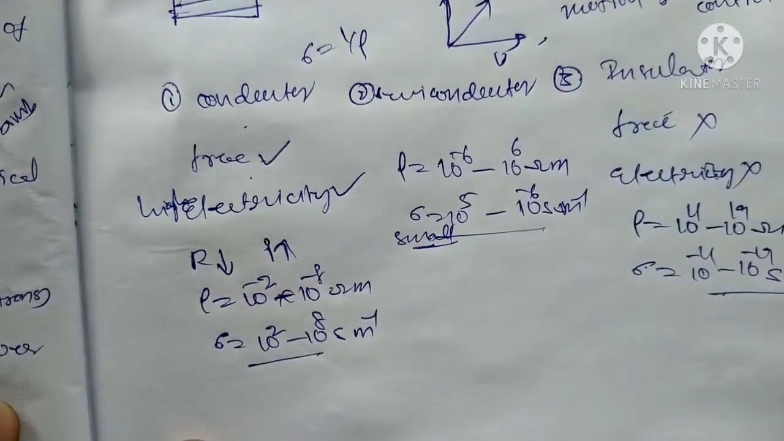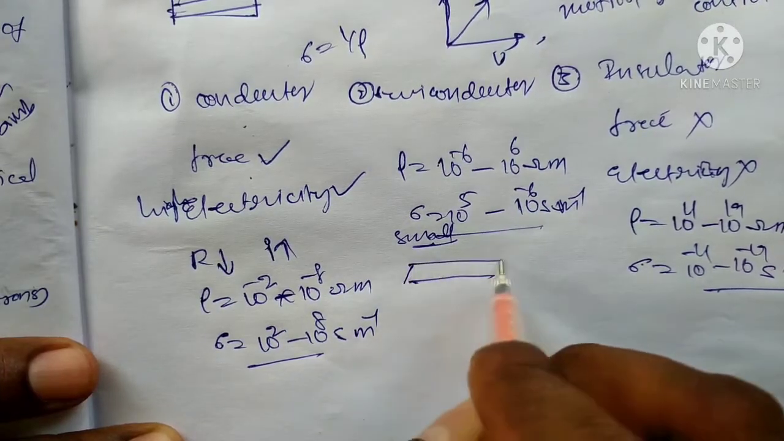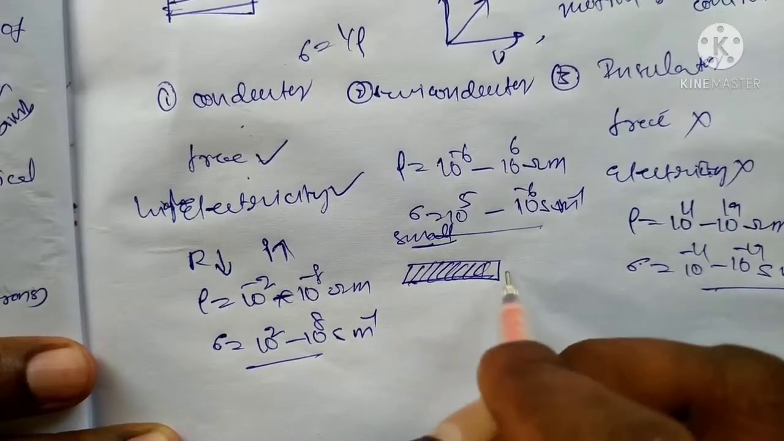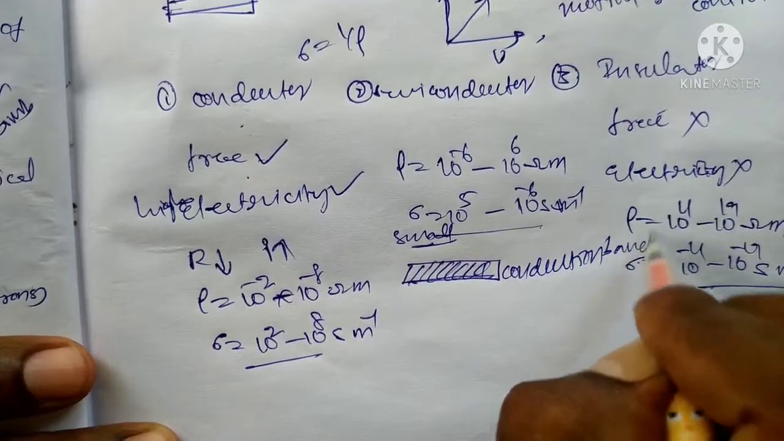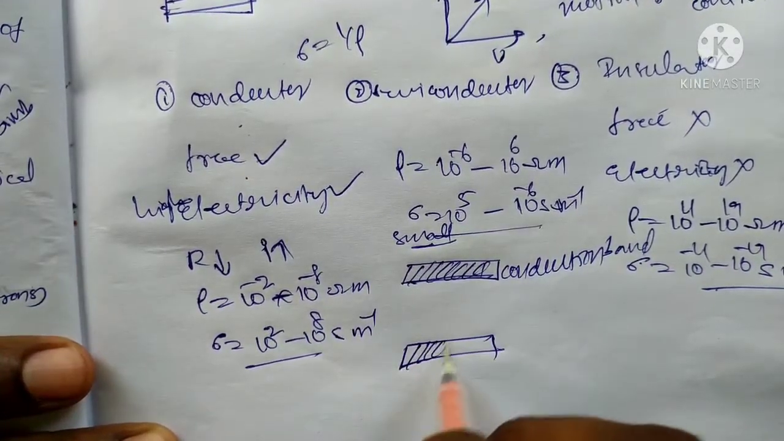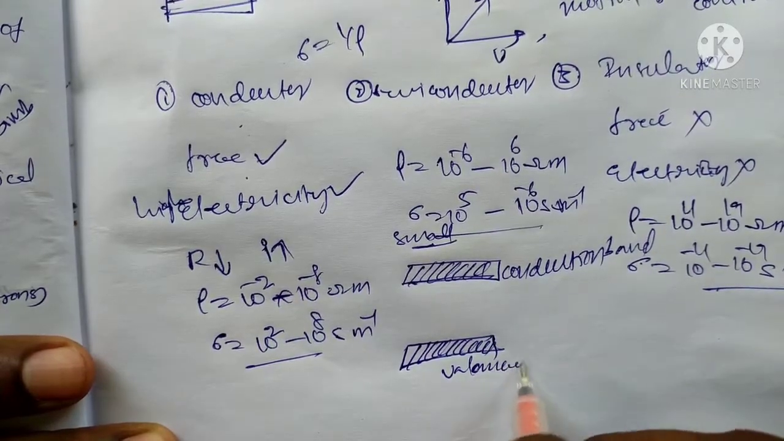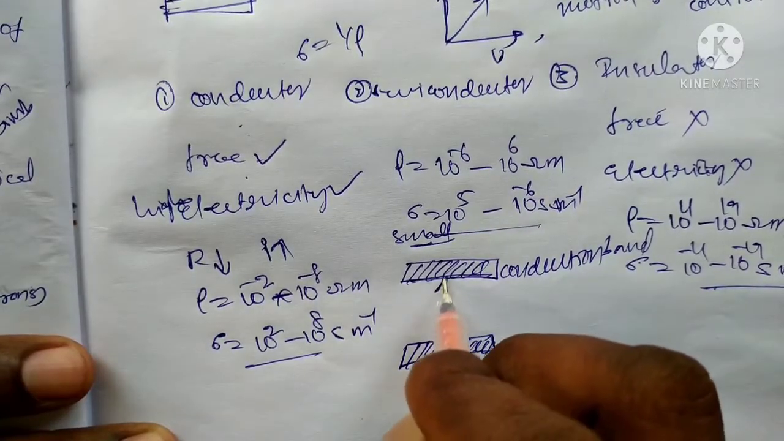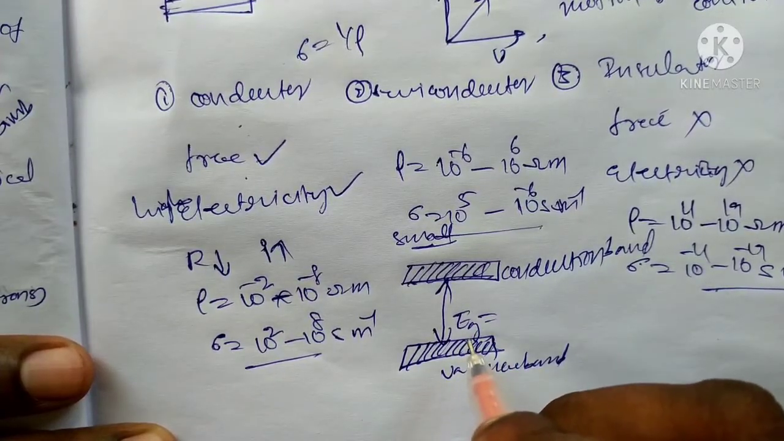What is the band gap? Any material has two bands. The upper level is the conduction band, and the lower level is the valency band. The top of the valency band to the bottom of the conduction band is the energy gap of the given material.